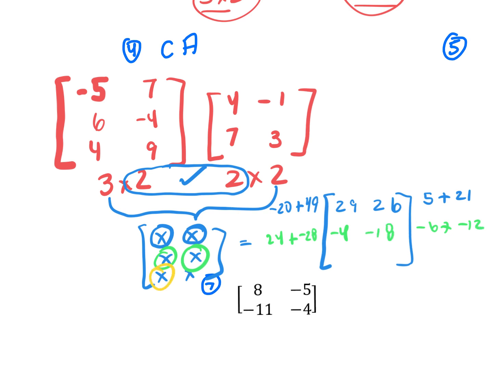And lastly, I'm going to find third row, first column. So 4 times 4 is 16, plus 9 times 6 is 63. So that gives me 79.